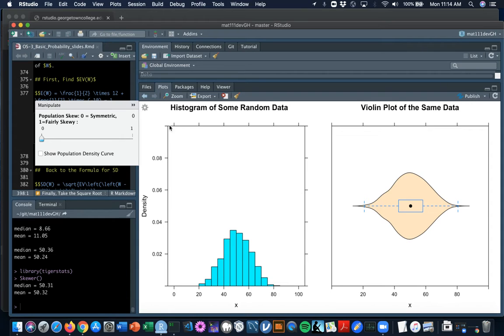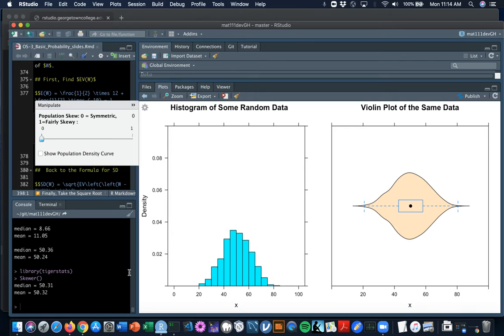In the plot window, on the left is a histogram for some random data. And looking at that histogram, we can see that the distribution of the data is unimodal and roughly symmetric. The histogram is kind of a mirror image of itself around this vertical line I'm drawing in the middle of the data.